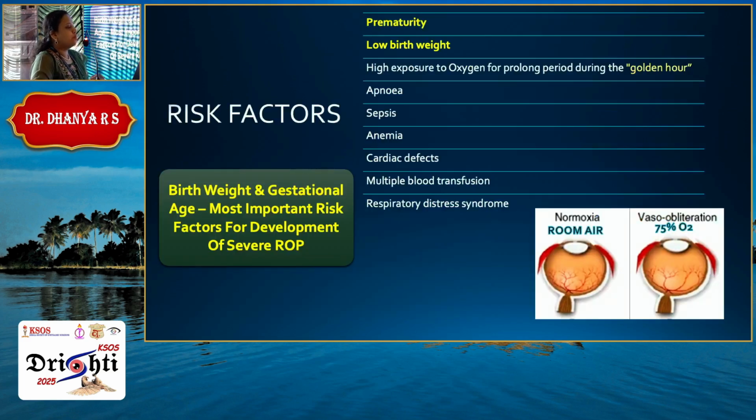Now, the most important risk factors are prematurity and low birth weight. In addition to these, the other risk factors include anemia, sepsis, high exposure to oxygen, especially during the golden hours of life, and then other cardiac defects, history of multiple blood transfusions, and respiratory distress syndrome.